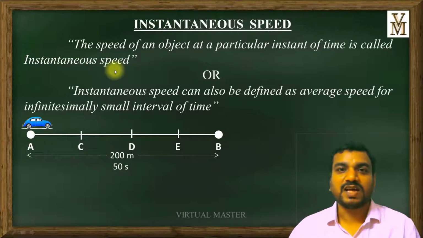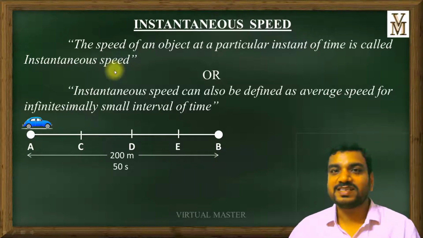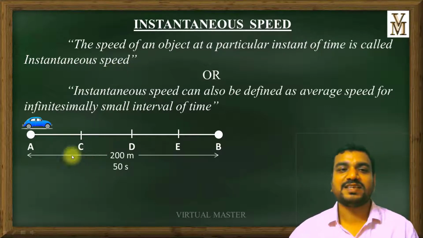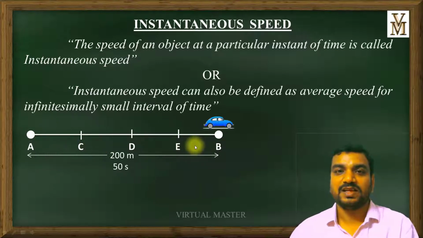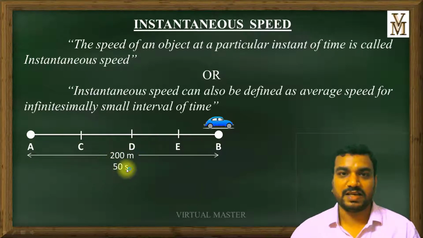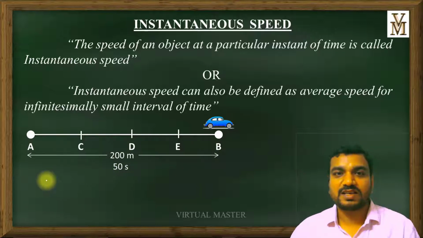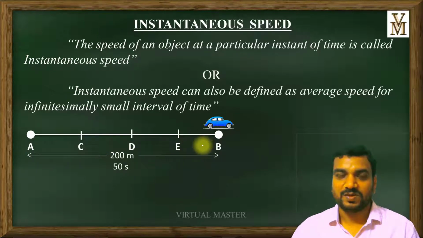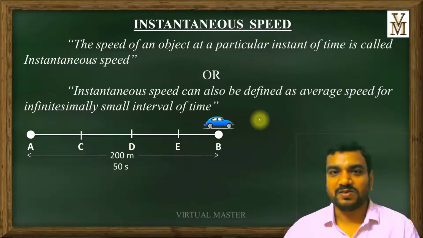Just now we have discussed the average speed of an object. Now let us discuss instantaneous speed of an object. To understand this better, let us take one example. Let us consider a car is moving from point A to point B, as you can see here. The distance between point A and point B is given as 200 meter, and the time taken by the car to travel from point A to point B is given as 50 seconds. Now the average speed of a car is nothing but how fast the car is moving from point A to point B. Now let us calculate the average speed of the car.